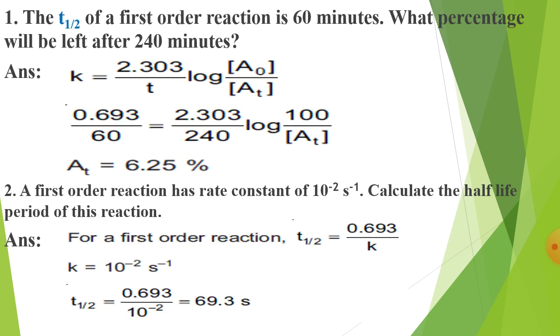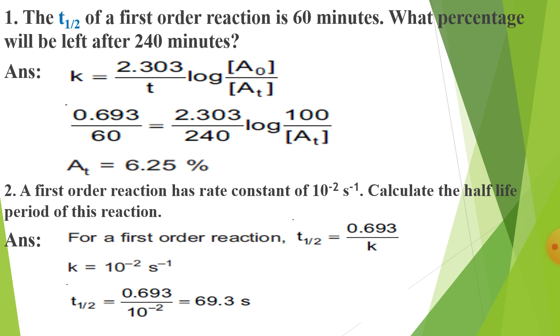Now some questions are given here. How can you use the formula? So question number 1: the T half of a first order reaction is 60 minutes. The T half is given. So what percentage will be left after 240 minutes?